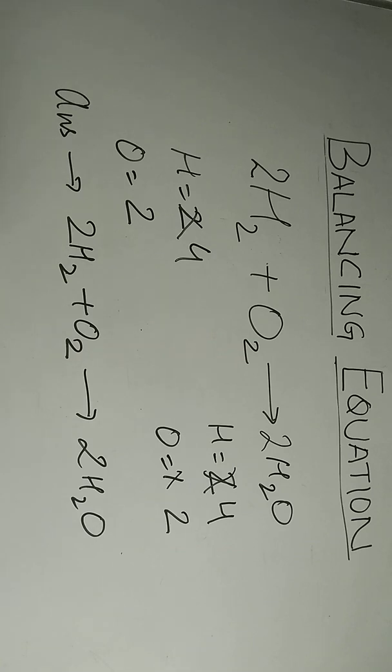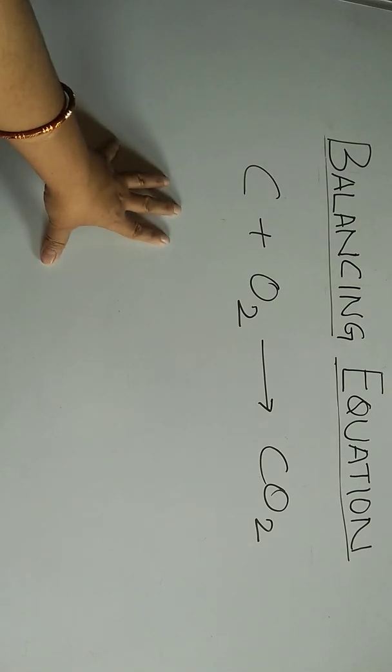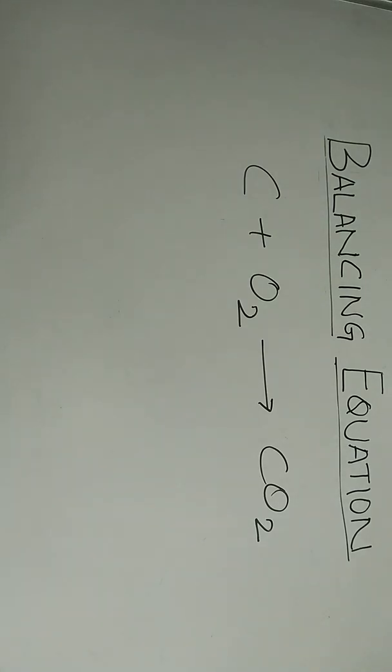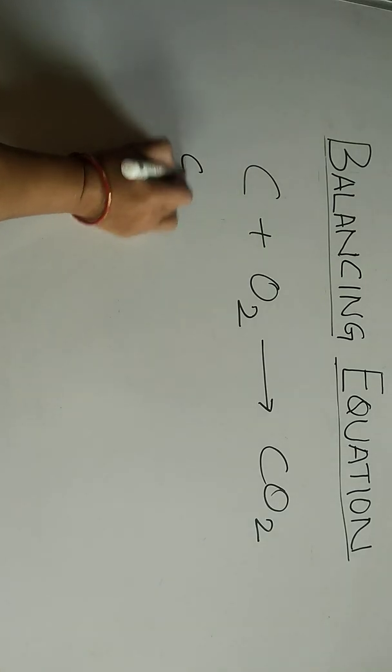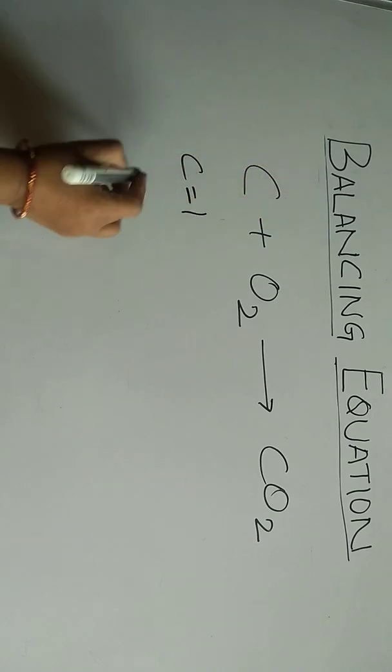Alright, let's take one more. Now consider this equation. C plus O2 is giving you CO2. This is one equation. Right? So the first thing you need to do is note down the number of atoms of the reactant side and note down the number of atoms on the product side. Right? So carbon or C has only one atom. No number written here. One atom.